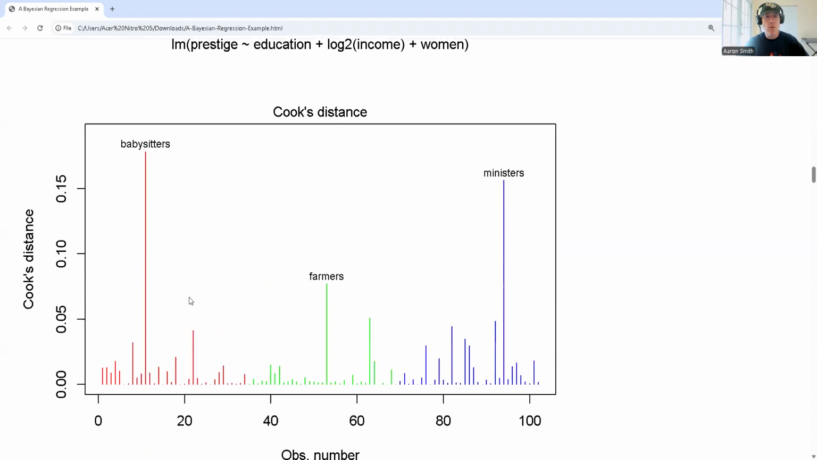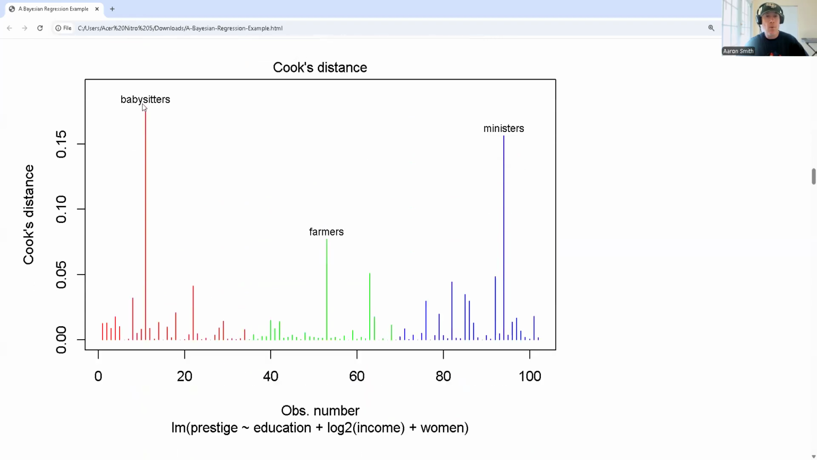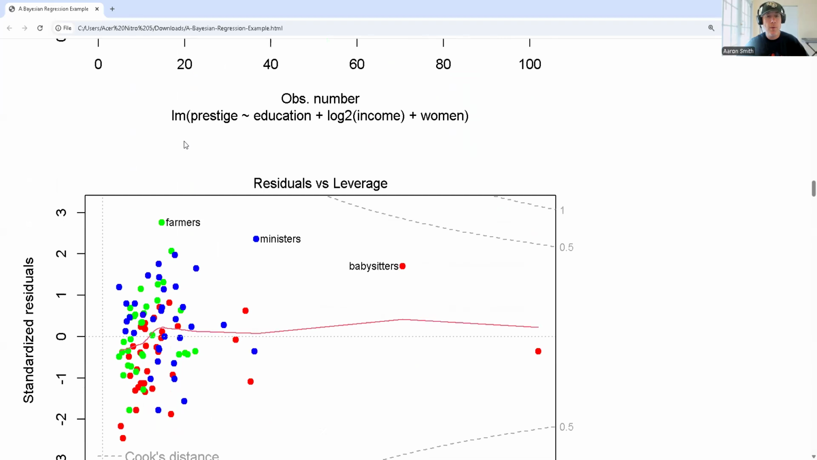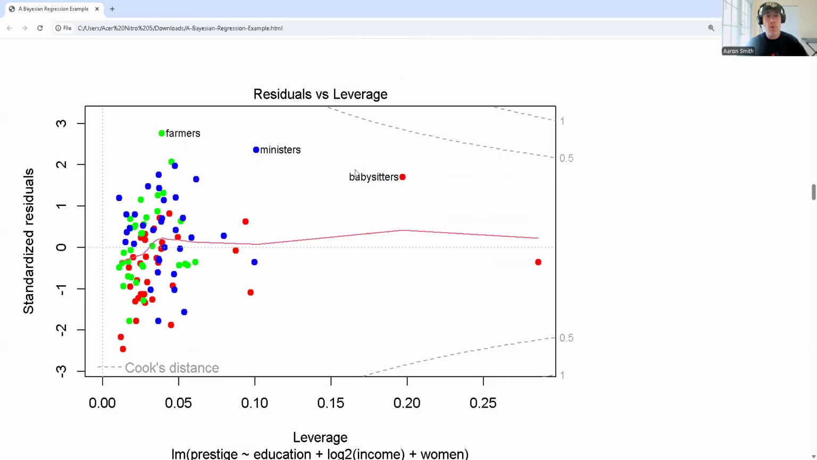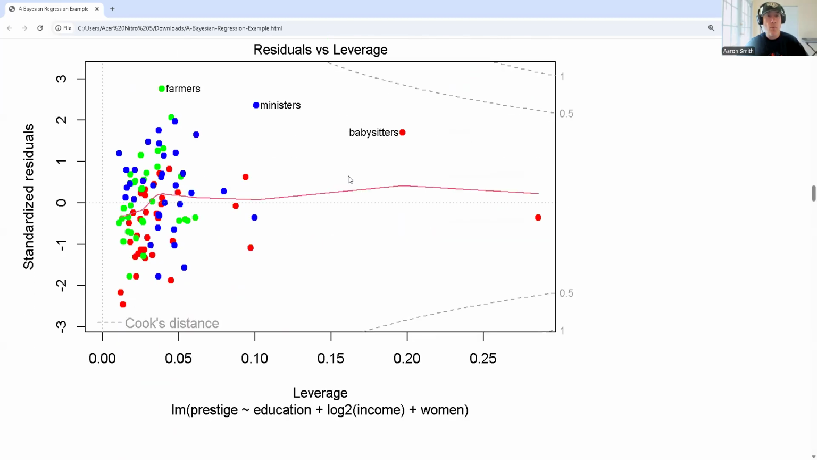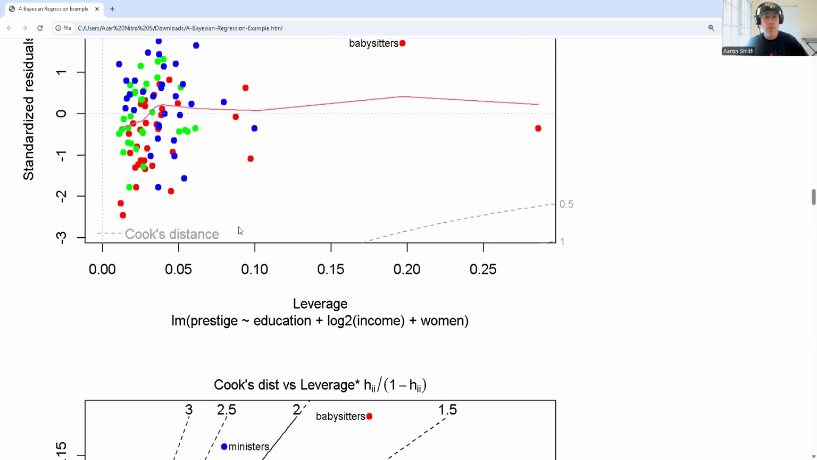Now, Cook's distance. We've got babysitters, farmers, and ministers. Something interesting about that: this means that if we were to remove these, the coefficients would change more than for any other data points. And babysitters is spiking up pretty high. Once again, we see farmers, ministers, and babysitters as the most extreme on the residuals versus leverage plot. The red line is pretty flat. That's looking good.